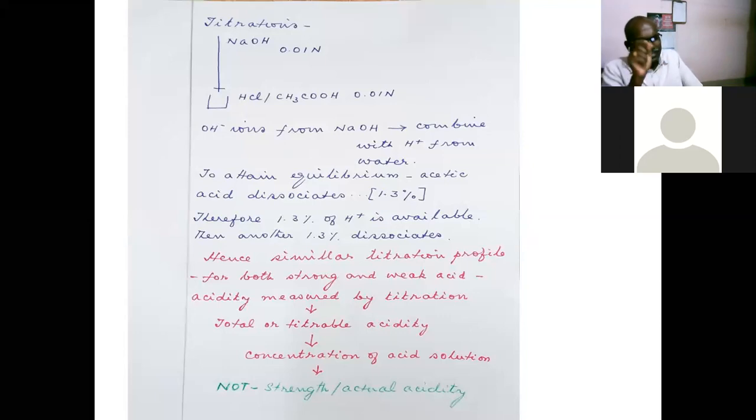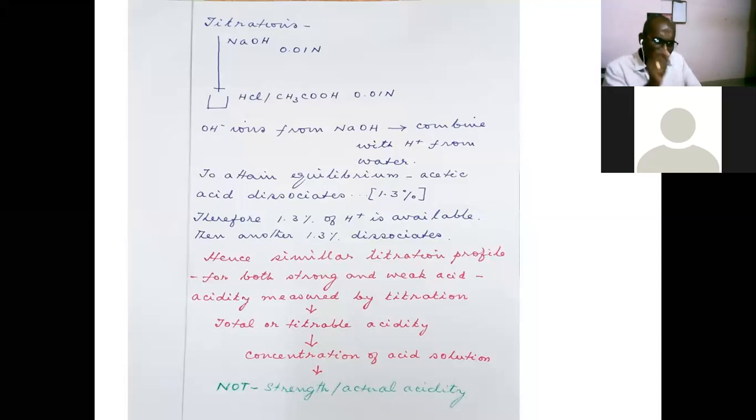So a similar titration profile for both the strong acid and weak acid is observed because the ionization continues as the titration continues. In the case of strong electrolyte, ionization is almost complete, but the titration continues. Therefore, the titration profile is similar for both the strong acids and weak acids.